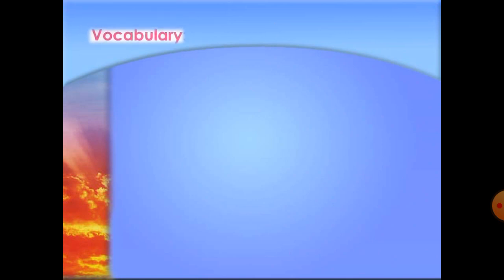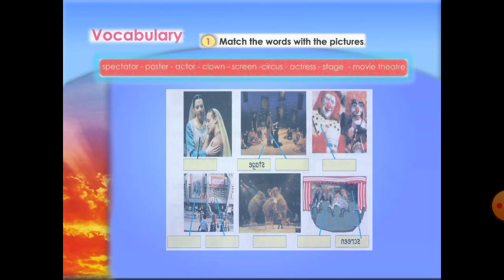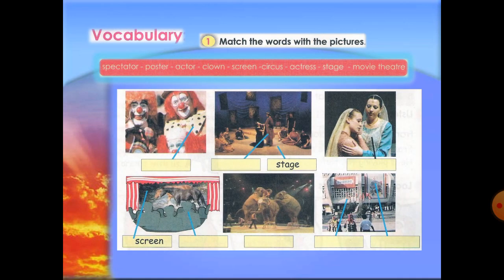In your books, we have this exercise, which is match the words with the pictures. On the list, we have spectator, poster, actor, clown, screen, circus, actress, stage, movie, theater. You've been given two examples there: stage and screen. So, what do you call picture number one? The guy is called clown, yes. Number two, yes, it's an actor. But what about number three? Yes, it's an actress.